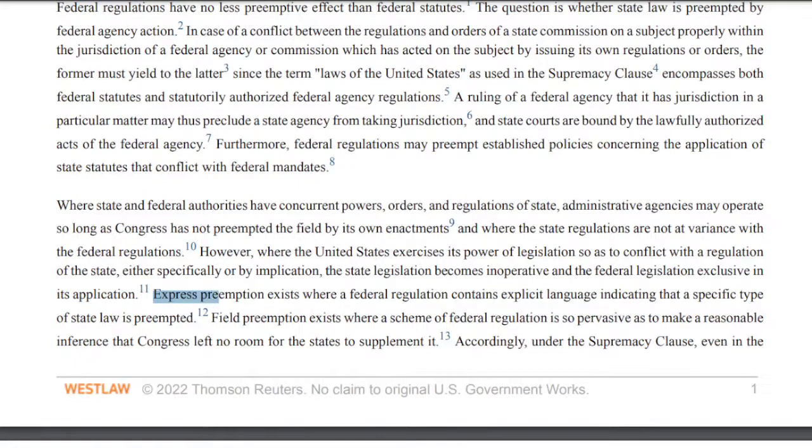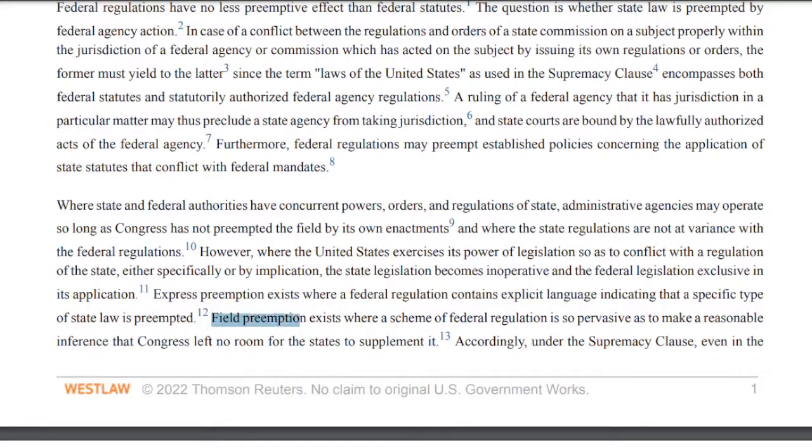Express preemption exists where a federal regulation contains explicit language indicating that a specific type of state law is preempted. So express preemption requires explicit language indicating that the specific type of state law is preempted.